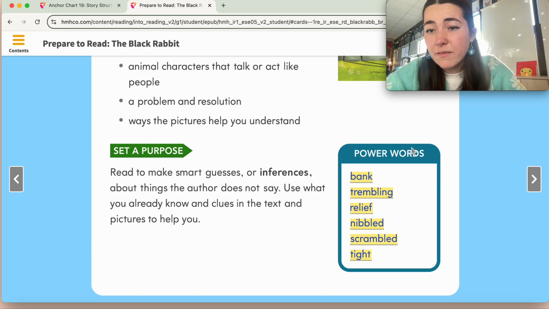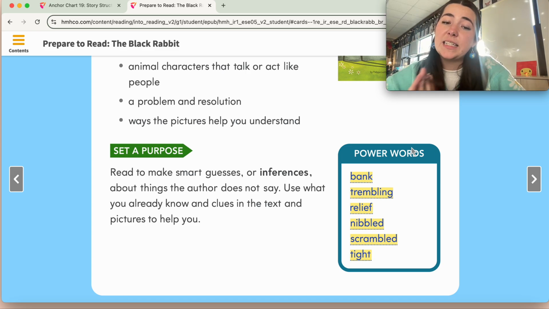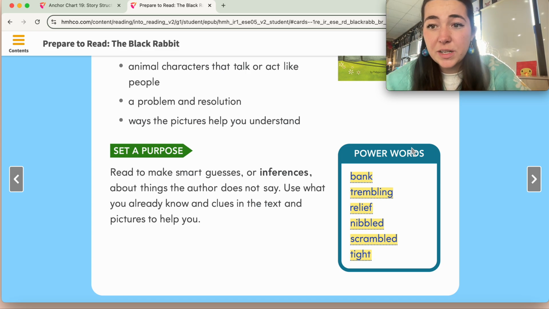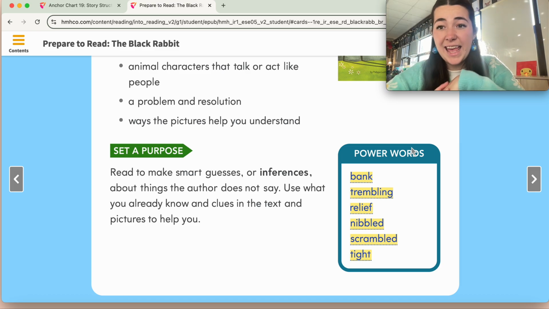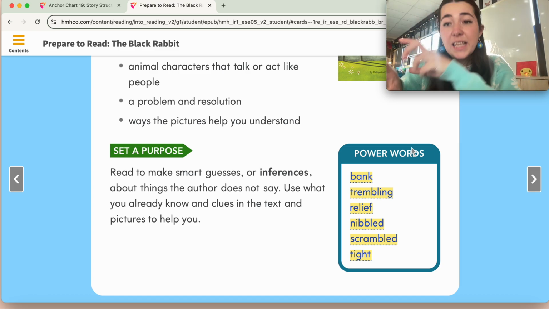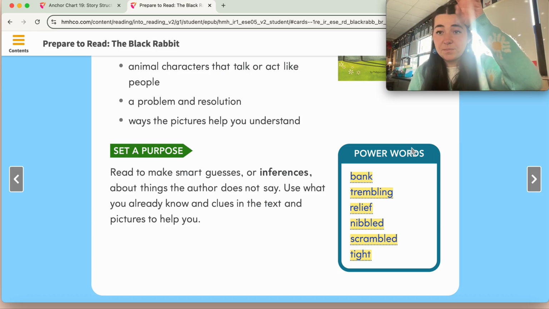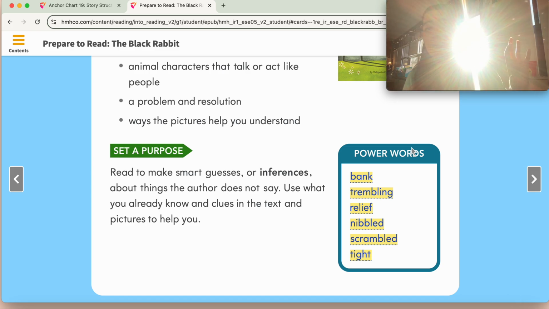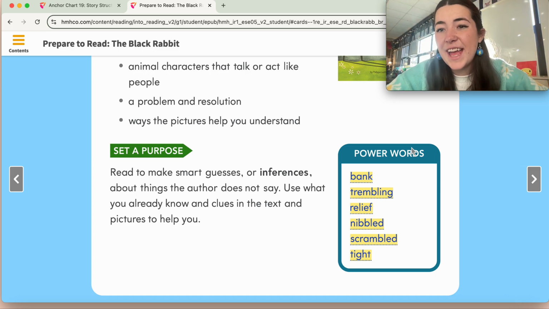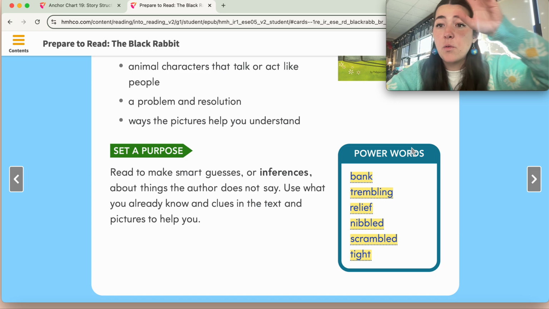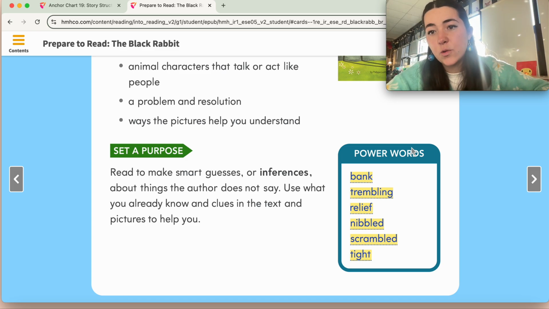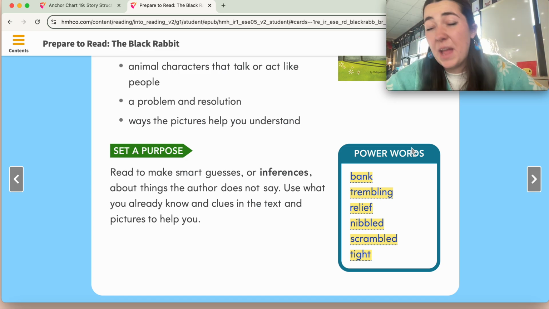So that was our review of those words. When we're reading today, we're going to be making inferences like we talked about yesterday. And we're going to be looking at the beginning where they face the problem, the middle where they try and solve the problem, and then the end where they do solve the problem.